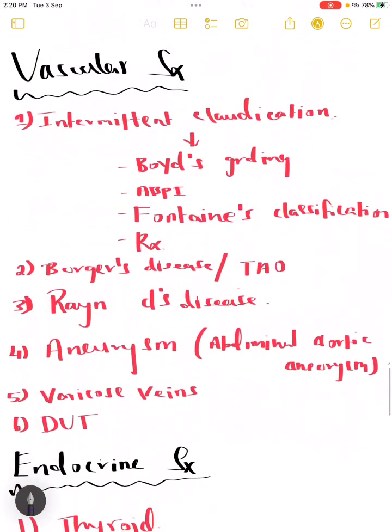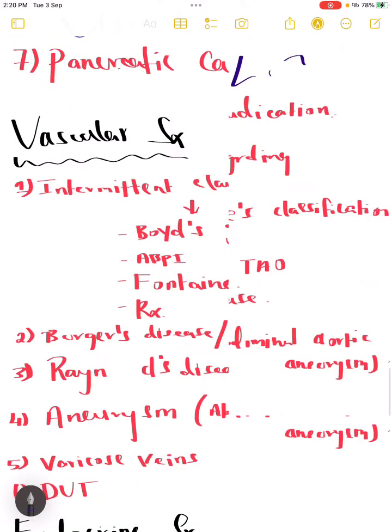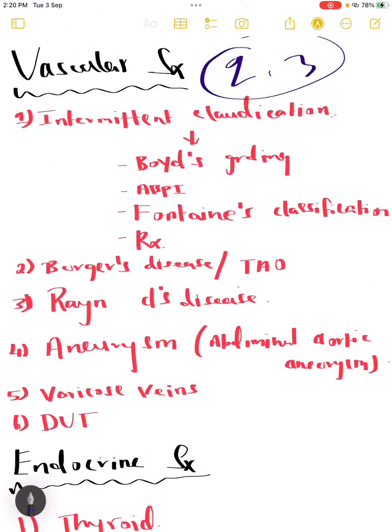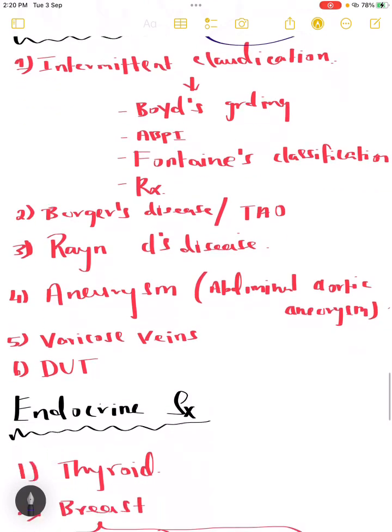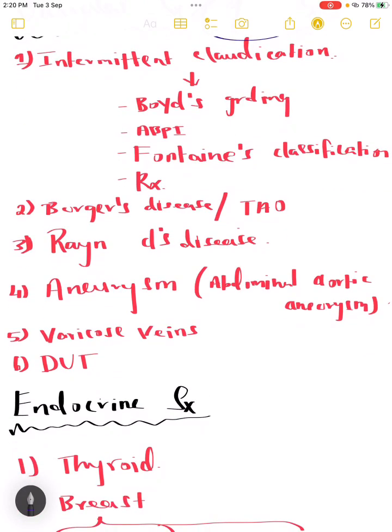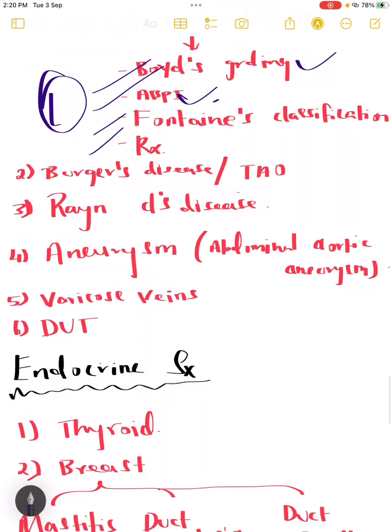Then vascular surgery: definitely 2 to 3 questions will come from vascular surgery. Particularly, if you take the intermediate qualification, Buerger's grading will be there, ankle brachial pressure index will be there, and Fontaine's classification and treatment. From these 4, definitely one question will come, like grading or ABPI, I mean ankle brachial pressure index.